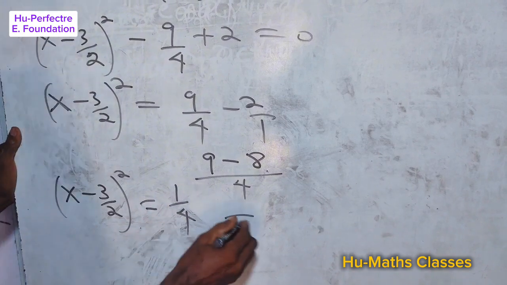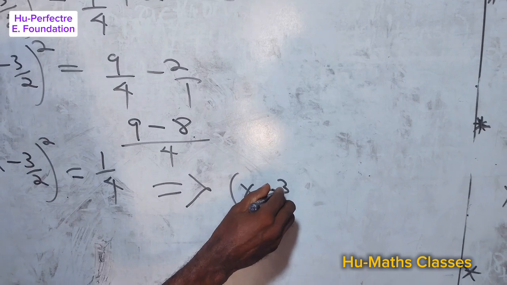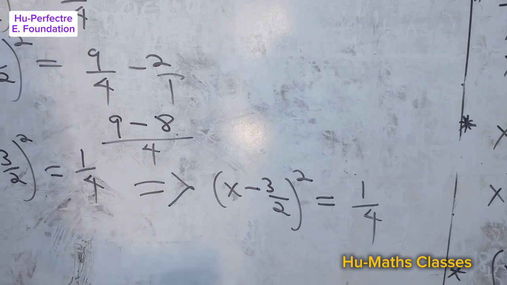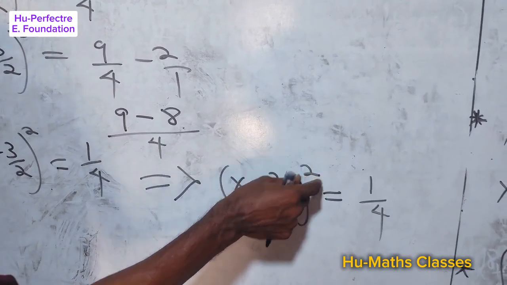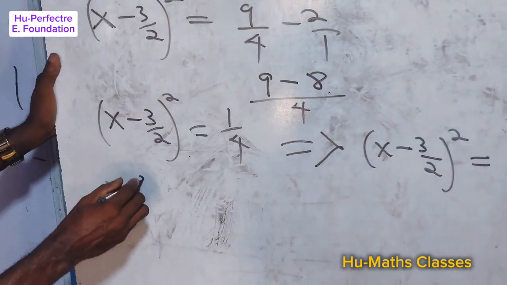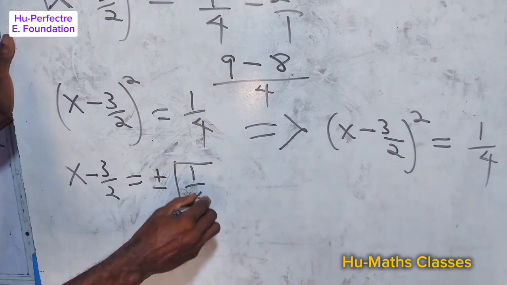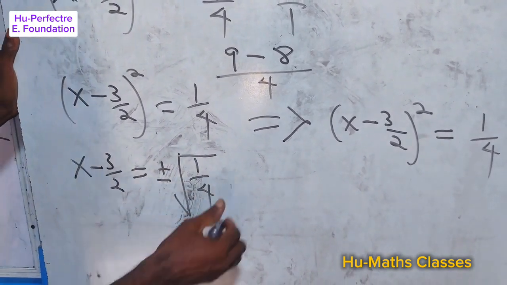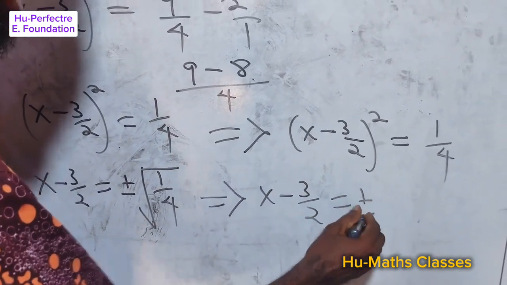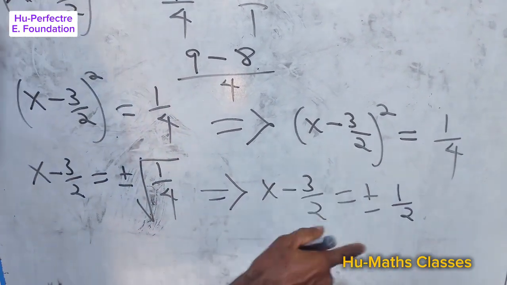So we have x minus 3 over 2 all squared is equal to 1 over 4. If we take the power 2 to the other side, it becomes a square root. So we'll have x minus 3 over 2 is equal to plus or minus the square root of 1 over 4. The square root of 1 is 1, and that of 4 is 2. So we have plus or minus 1 over 2.